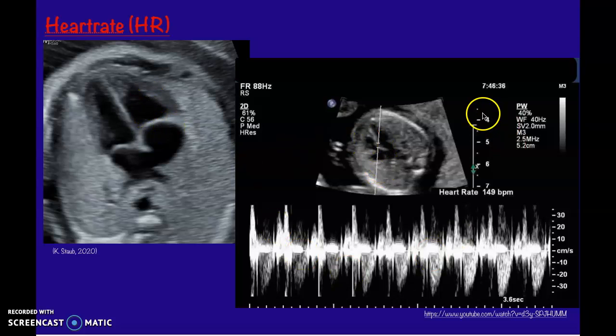So when we go over here to this image, this is what your image should look like. You're going to have your cursor going through an atrium and a ventricle. And on this machine, I'm not too sure where they measured, but I would measure from here to here if you didn't have to skip one. But if you did, you'd go from here, skipping this one, to here. And they got 149 beats per minute.